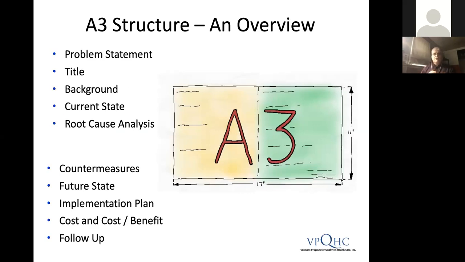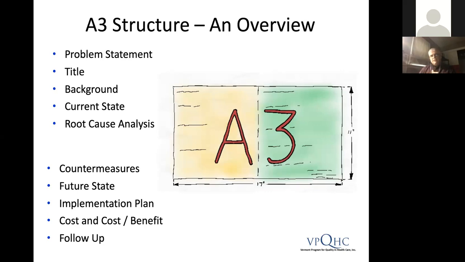So let's take a look at the structure of an A3. A quick overview. Well, as you can see here, it's landscape format. So 17 inches along the bottom edge, 11 inches up on the vertical axis. And the easiest way to think about it is it's divided into two halves vertically. On the left-hand side, you're looking at evaluating the problem statement and the title for the A3, what the background context is and the current state conditions for the particular issue that you're dealing with, and a root cause analysis of problems that you find in that current state.